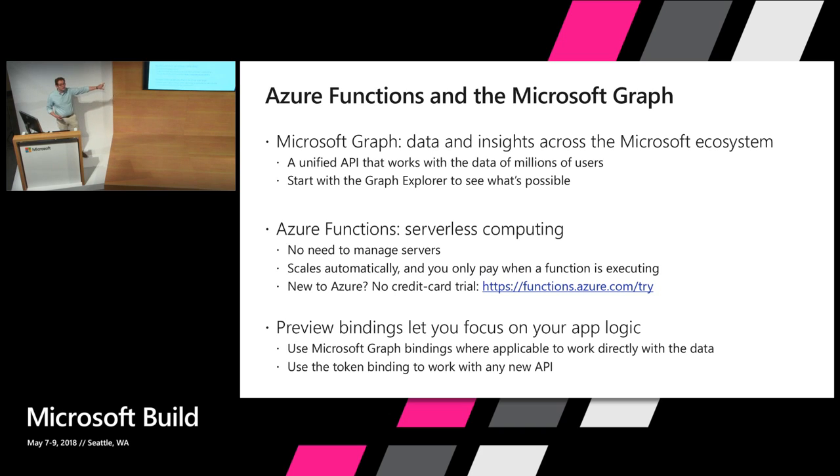And then these bindings let you focus on your app logic, right? We didn't have to write a bunch of code to go read things from OneDrive. We didn't have to learn a OneDrive SDK or anything like that. It just worked. And we use the Graph Explorer in combination with that token API, and we can cover anything that's in the Microsoft Graph.